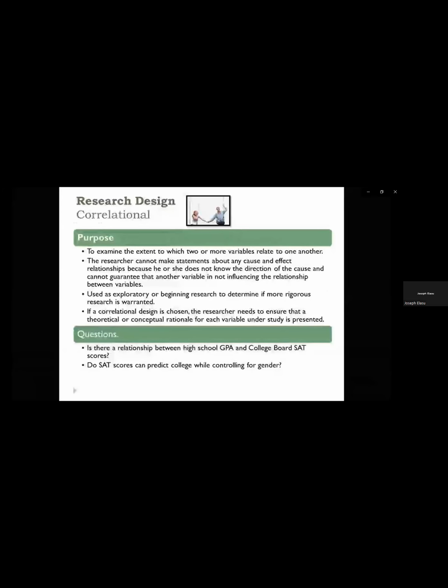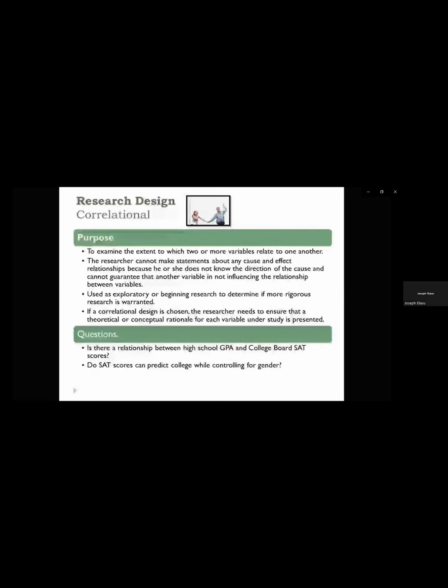Also, you may be looking at prediction. I remember I said at the beginning, there are two basic types of correlational designs. There are ones that look at relationship, and thus far, everything I've described has been in terms of relationship. There are also predictive studies. If you want to know, do SAT scores predict college performance, you can look at whether one variable predicts another variable.